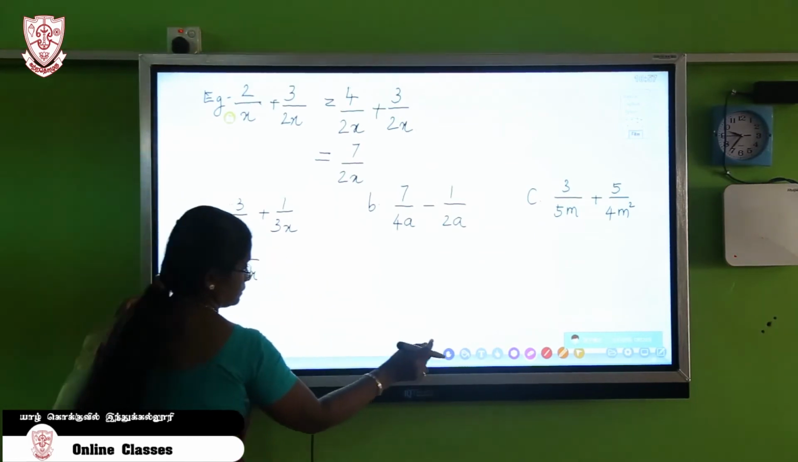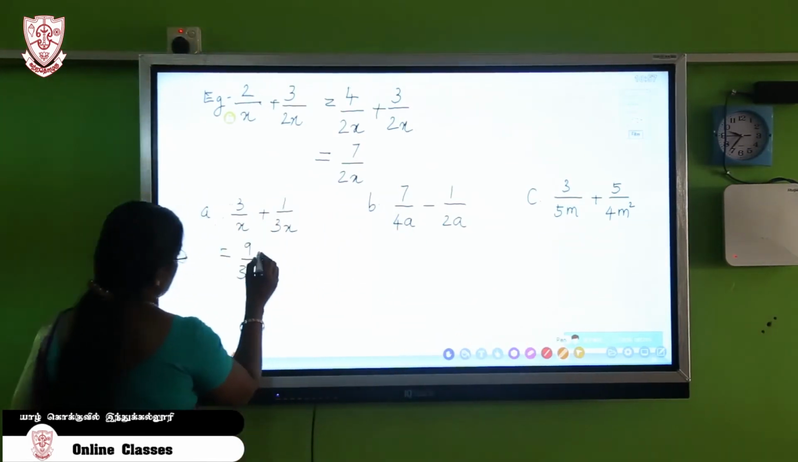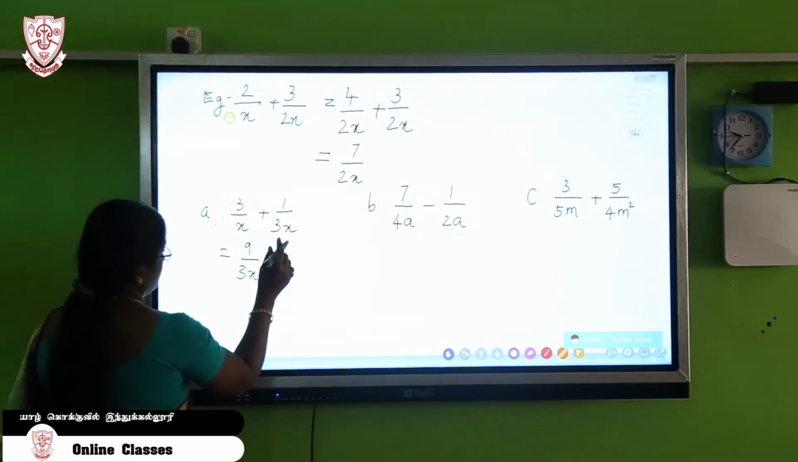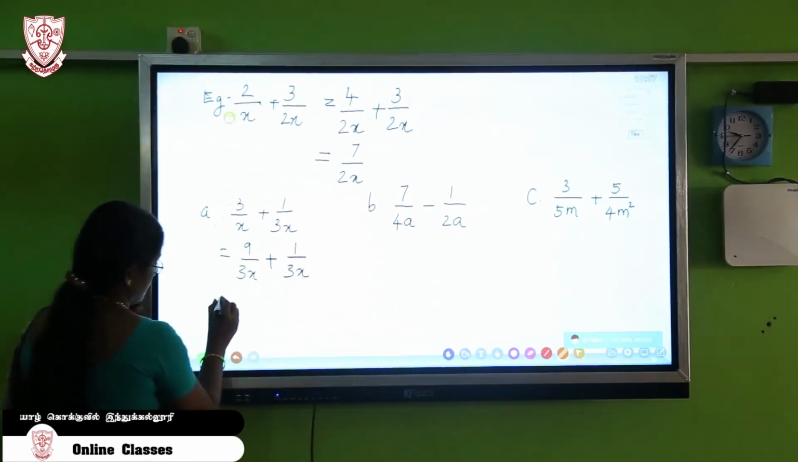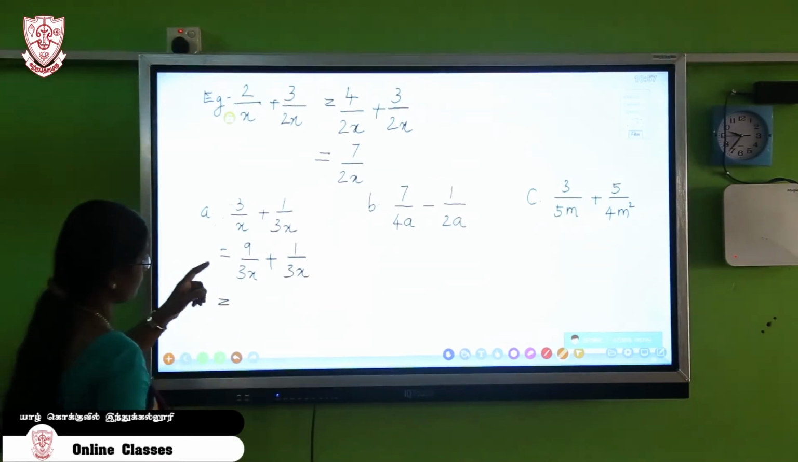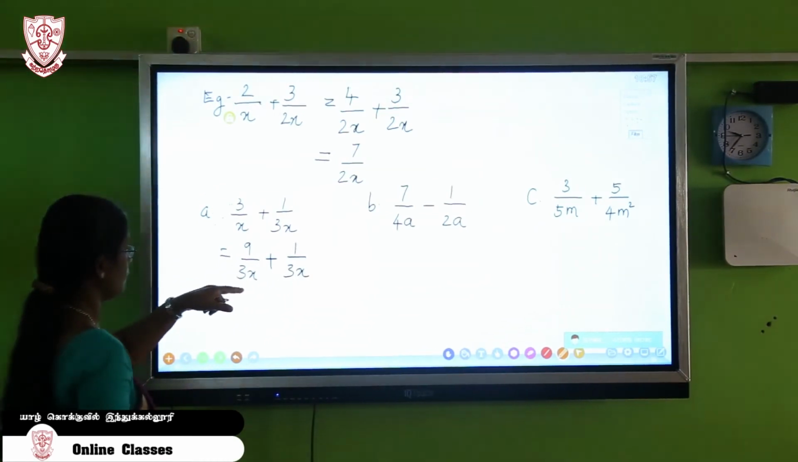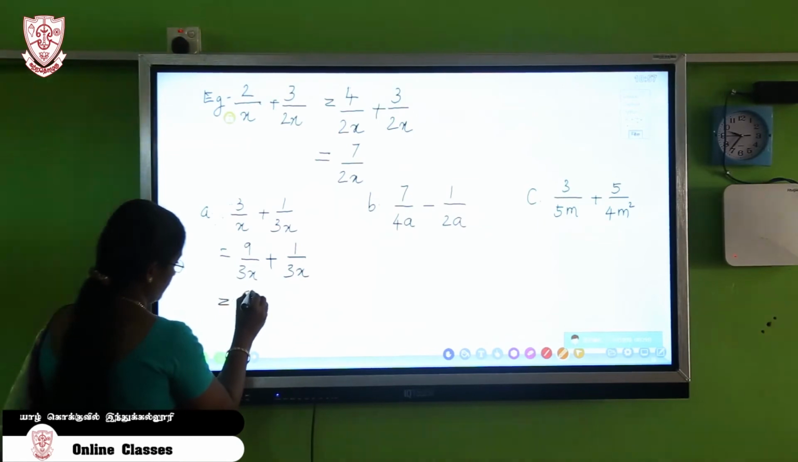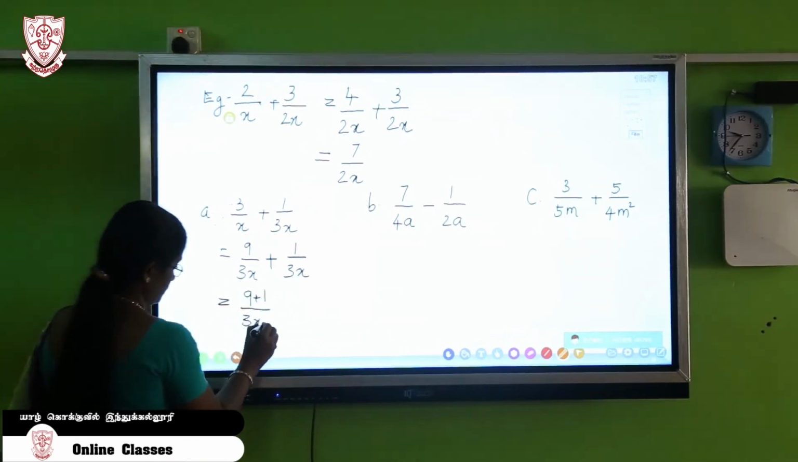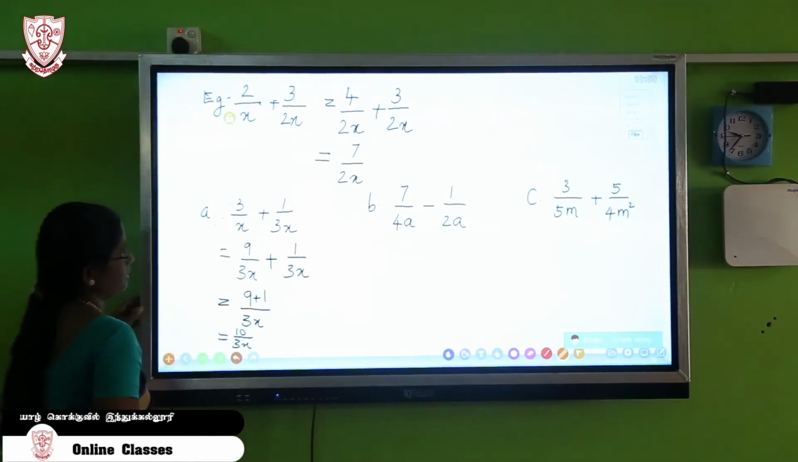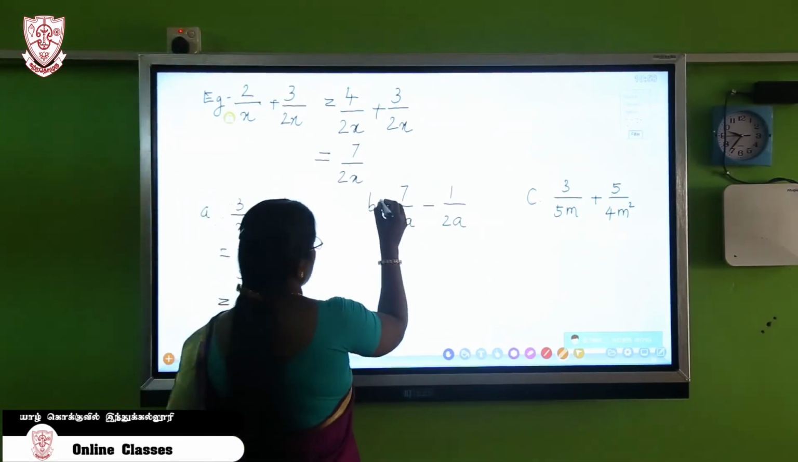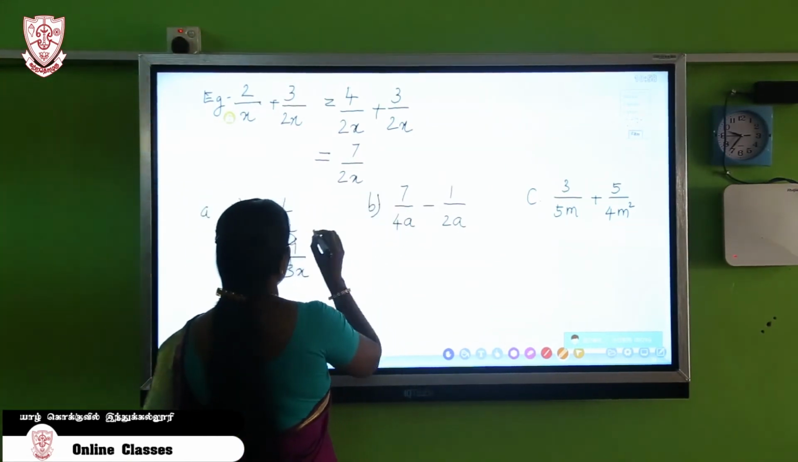Next, here 1 over 3x. The denominators are now equal. Then simplify: 9 plus 1 over 3x is equal to 10 over 3x. That is the answer. Then look at the second example, B.